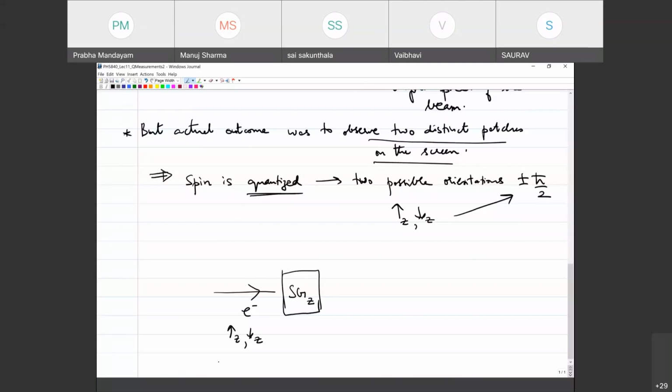But once you pass it through the setup, what happens? These electrons either go up to one patch or down to the other patch, right? And these two correspond to the plus h bar by 2 and the minus h bar by 2, or parallel and anti-parallel to the field, right? So this is what happens when you have a beam of electrons, right? So you will observe both, right?